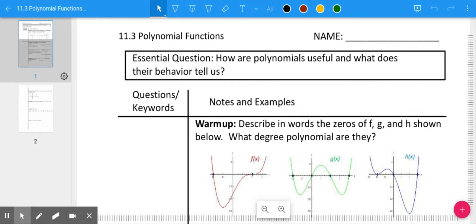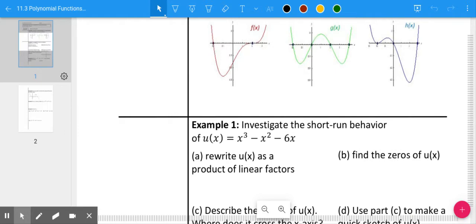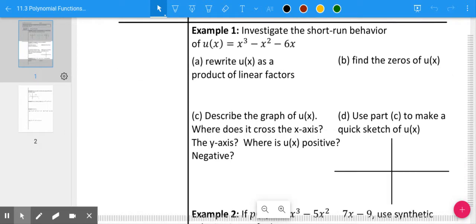In this video, we're going to look at 11.3 polynomial functions, which focuses on short-run behavior. Starting with example 1, when we investigate the short-run behavior, that's like looking at a zoomed-in version of the graph. So the first thing we're going to do for this function is factor it.